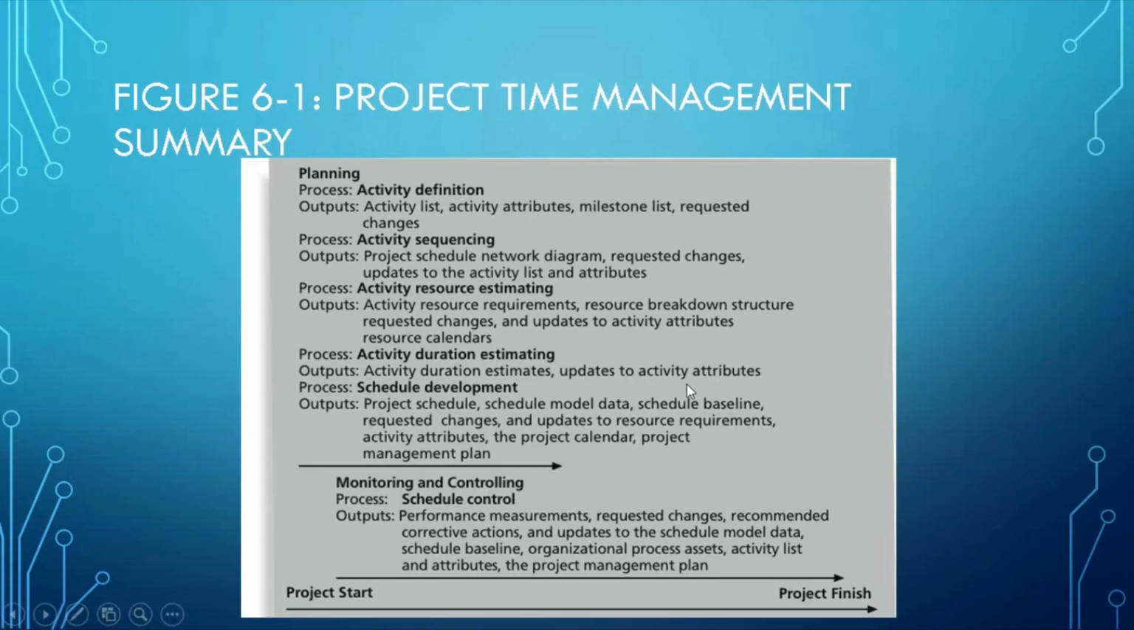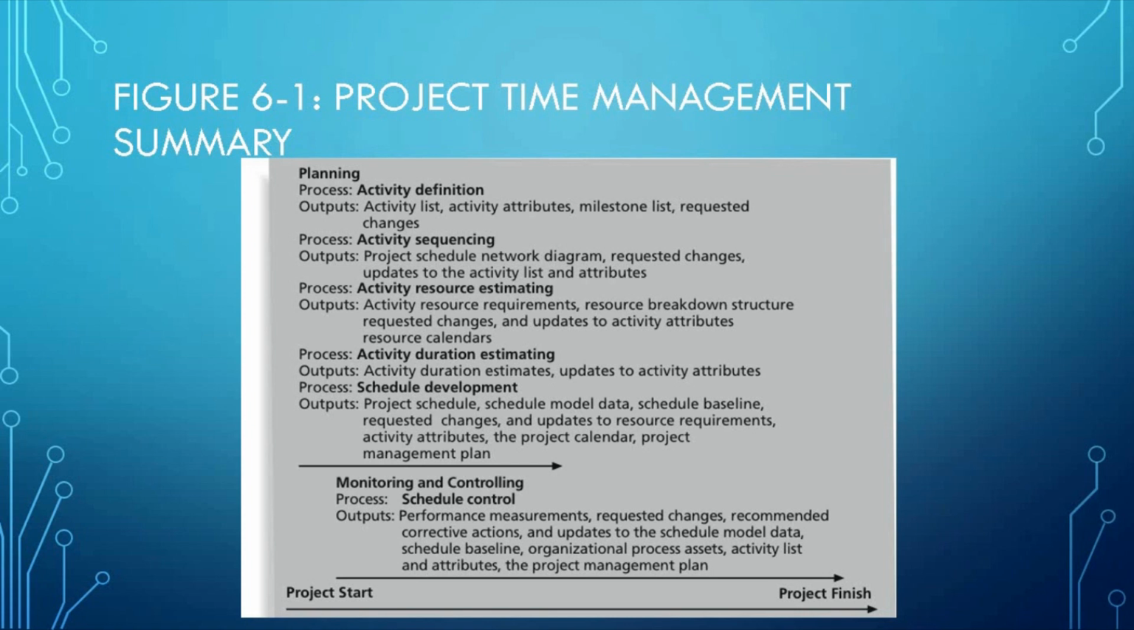The 5 processes involved in the stage of planning are the activity definition, activity sequencing, activity resource estimating, activity duration estimating, and schedule development. As you can see, the outputs are already on the screen. And on the stage of monitoring and controlling, the process involved is schedule control, which, as you can also see, the outputs are on the screen already.